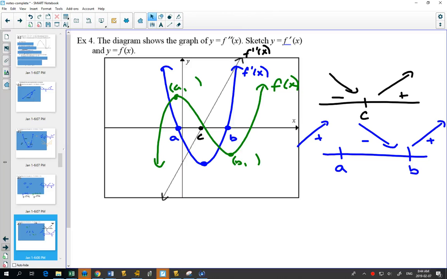So on my black equation, I noticed that my black equation is equal to 0 at, I called it C. My black equation to the left of C is below the y-axis, so that's why it's negative there. And above the y-axis, it's positive. Yes?